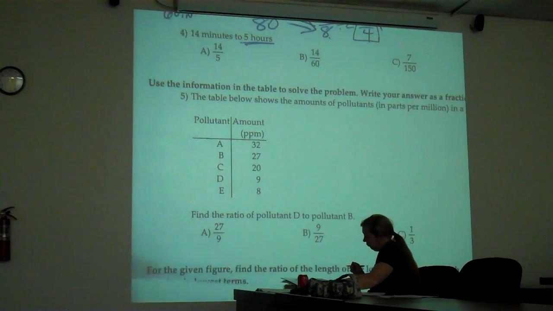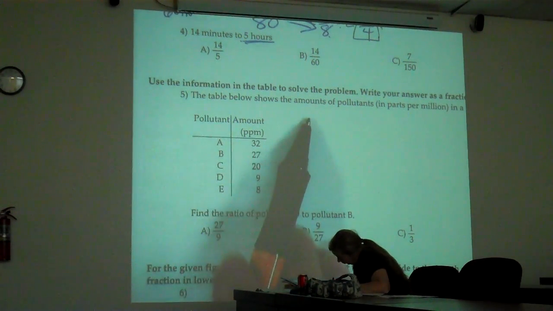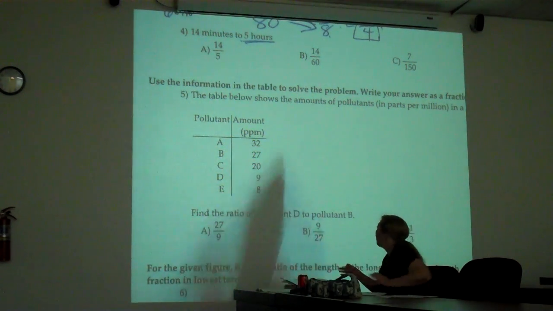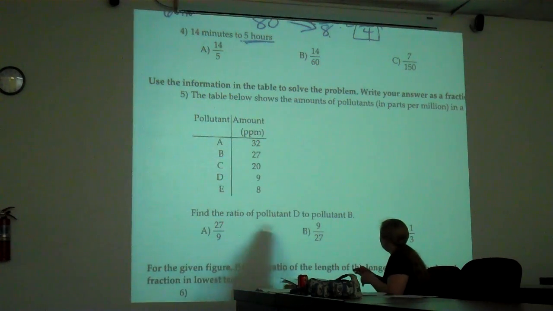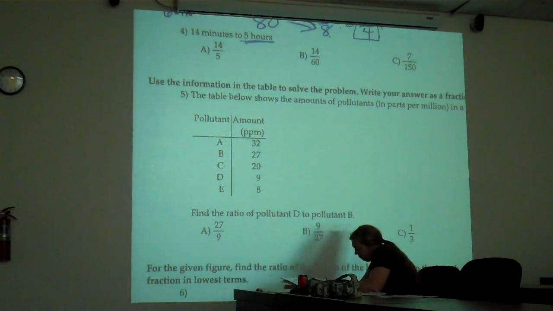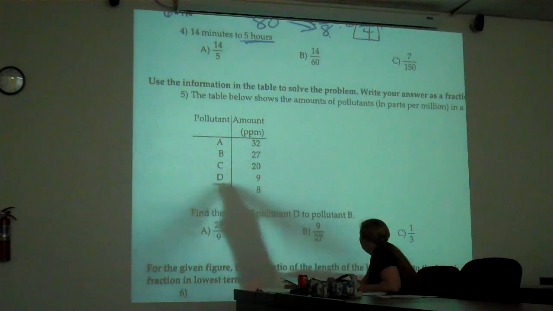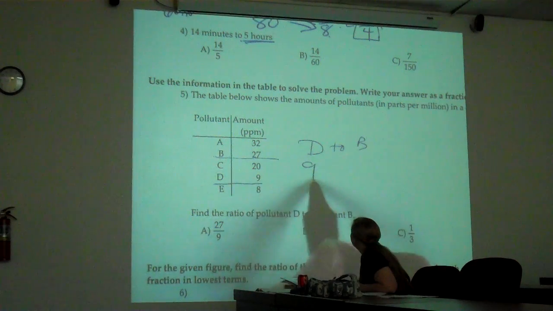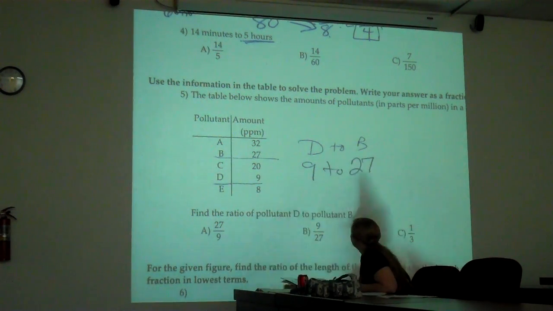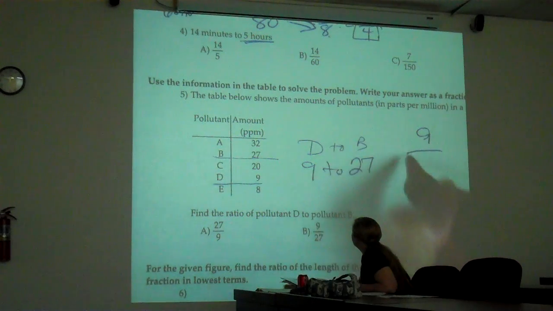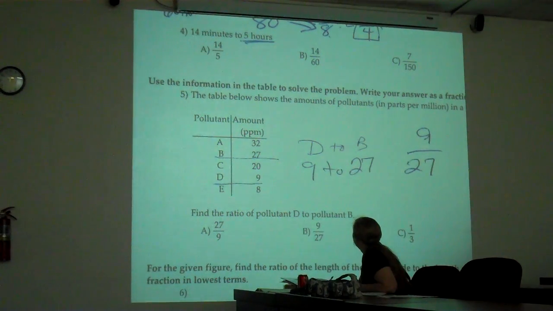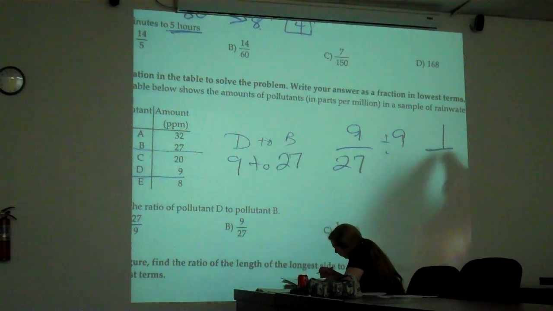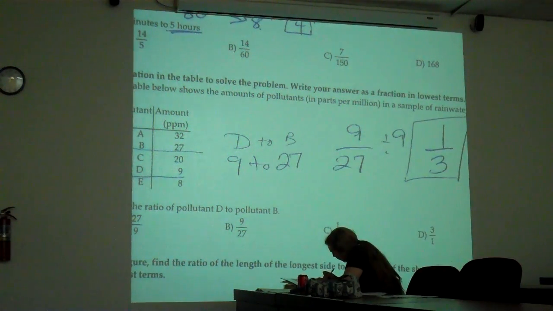Okay, number 5. The table below shows the amounts of pollutants in parts per million in a sample of rainwater. Find the ratio of pollutant D to pollutant B. D first, B second. So it'll be 9 over 27. What can you divide by? 3. 9 would be better, right? 1 over 3, and that's as far as you can go.